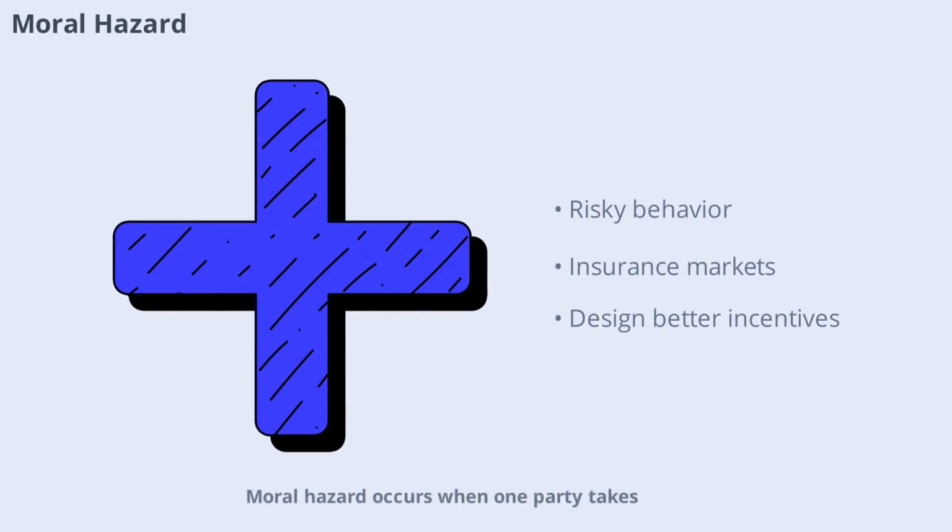Moral hazard occurs when one party takes risks because someone else bears the cost. This is common in insurance and financial markets. Game theory helps identify situations where moral hazard is likely and design incentives to reduce risky behavior. Optimization ensures that policies are both effective and affordable.